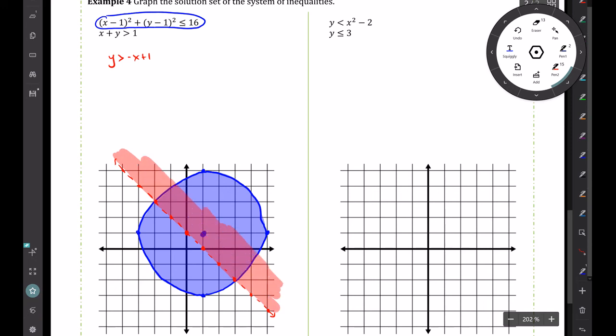Okay? And of course the stuff that's actually a solution to the system will be the stuff inside the circle and shaded above. So the solution then would be this stuff in here. The stuff that's been shaded twice.